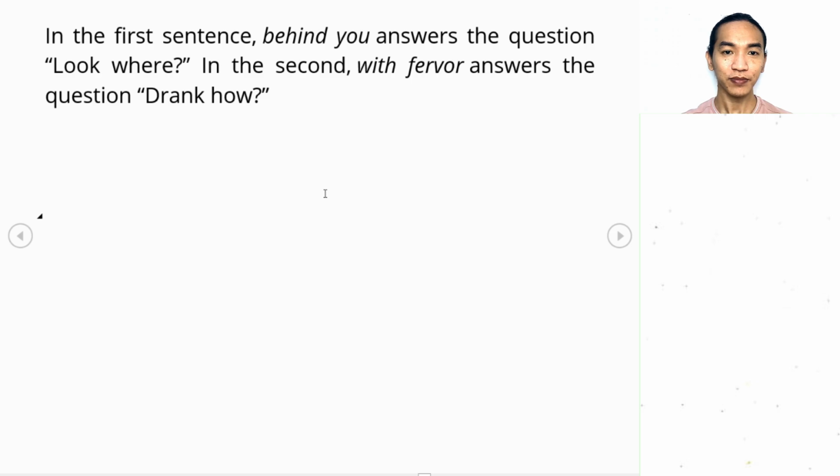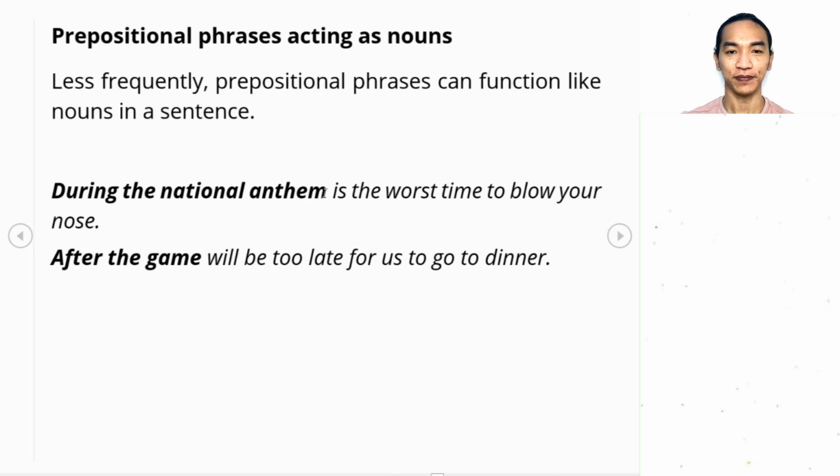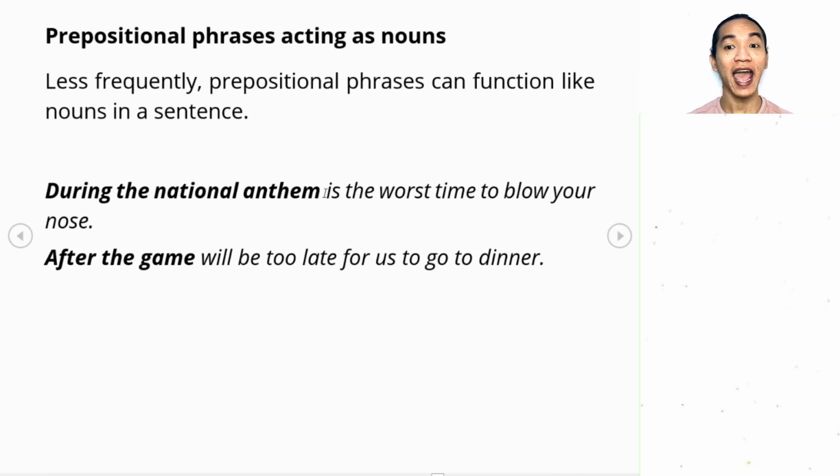Now, in the first sentence, behind you answers the question, look where? In the second sentence, with fervor answers the question, drank how? So they are now describing your verbs or your actions. Now, prepositional phrases acting as nouns. They could also act as nouns. How do you know? They act like a subject in your sentence.